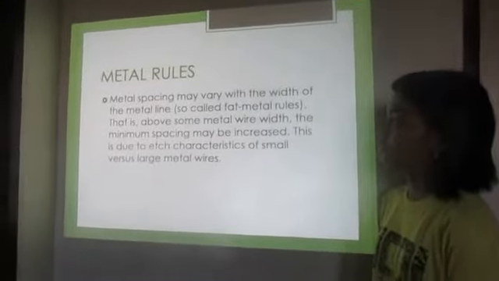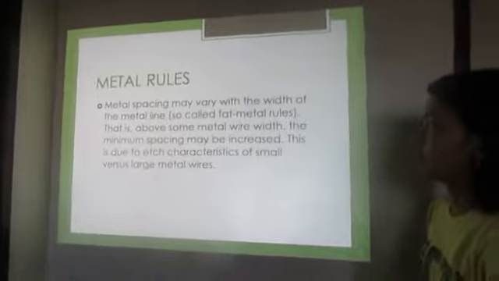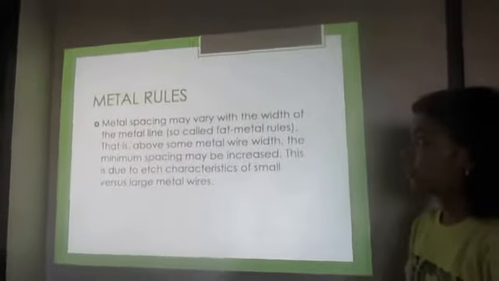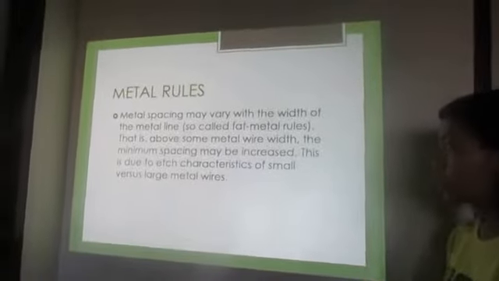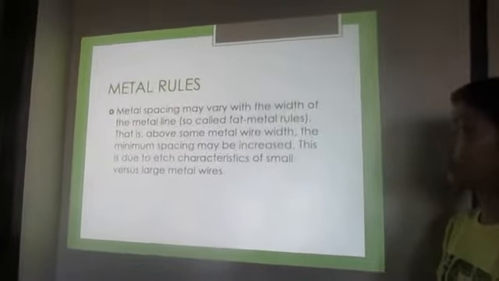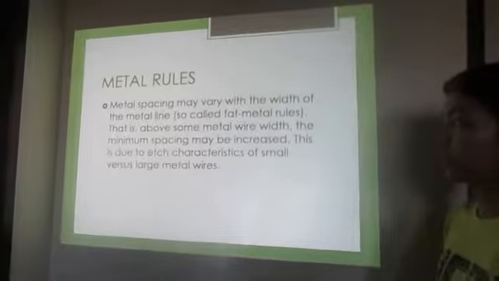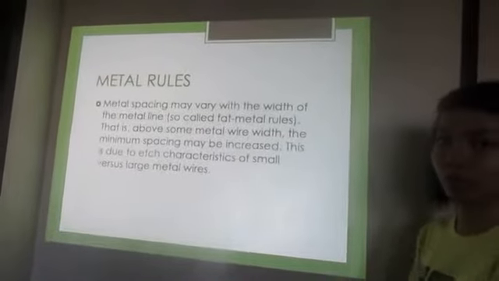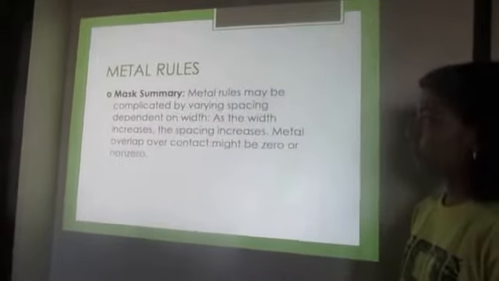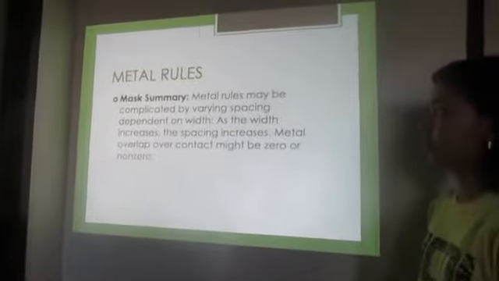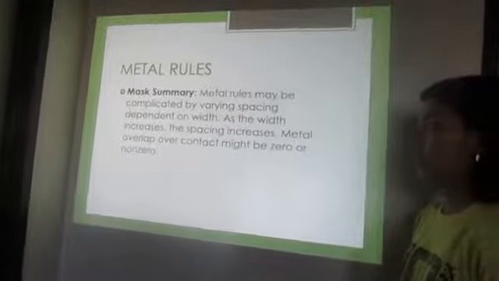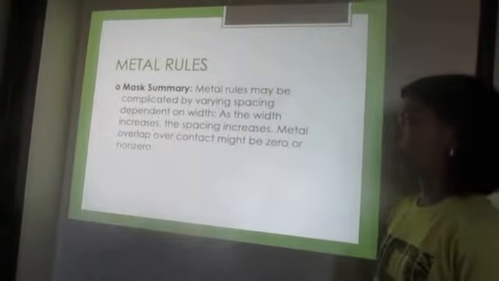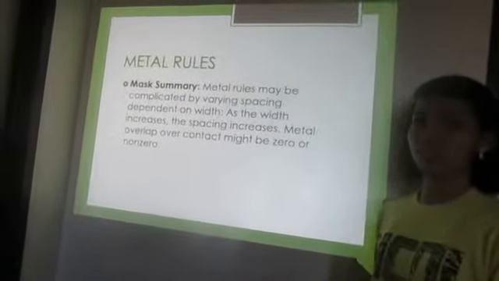The next one is the metal rules. Metal spacing may vary with the width of the metal line, the so-called fat metal rules. That is, above some metal wire width, the minimum spacing may be increased. This is due to etch characteristics of small versus large metal wires. Metal rules may be complicated by varying spacing dependent on width. As the width increases, the spacing increases. Metal overlap over contact might be 0 or non-zero.